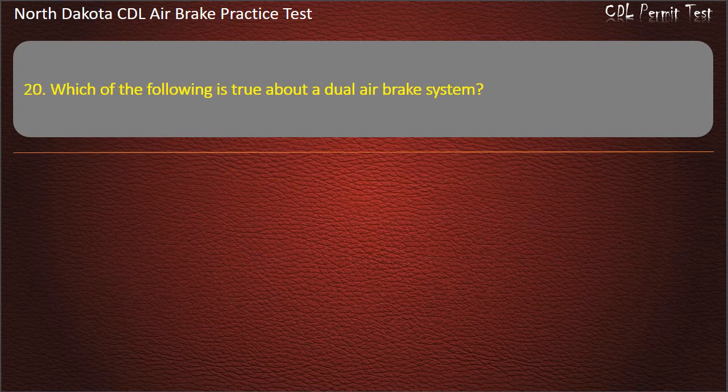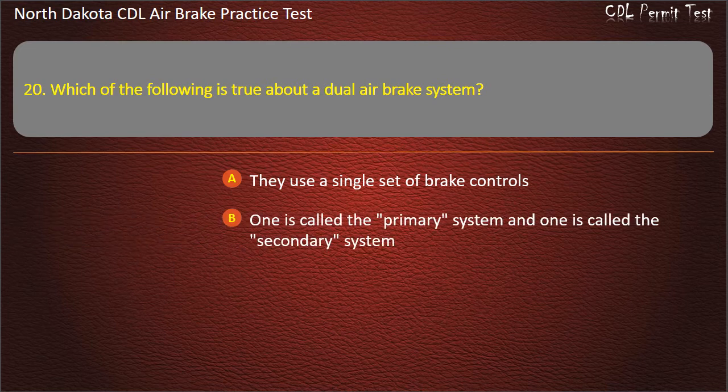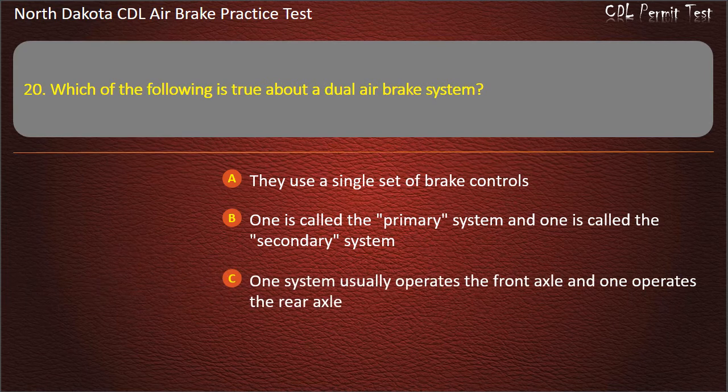Question 20. Which of the following is true about a dual air brake system? They use a single set of brake controls. One is called the primary system and one is called the secondary system. One system usually operates the front axle and one operates the rear axle. All of the above. Answer. All of the above.